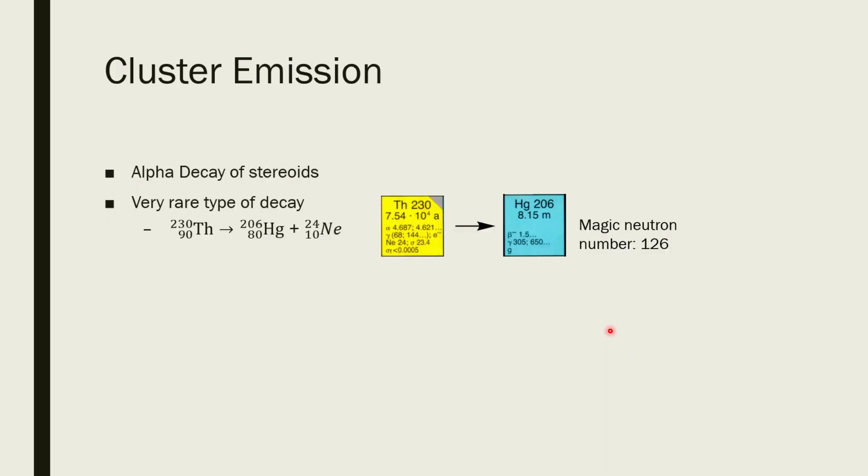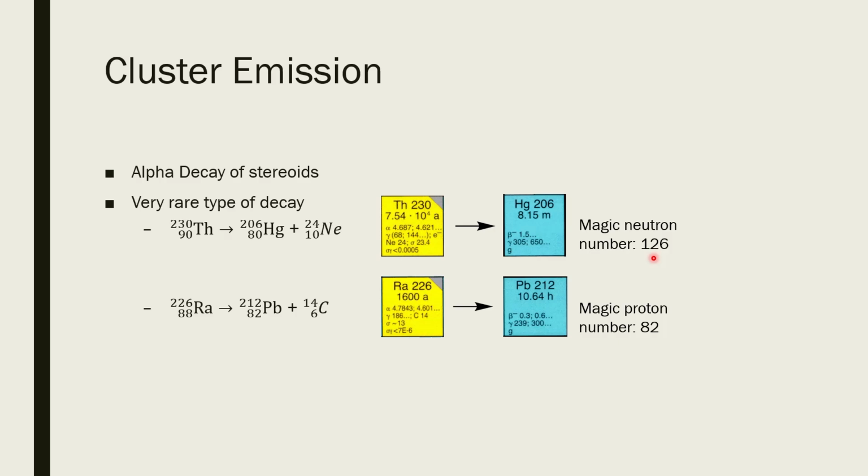Talking about other decay modes, we also have the cluster emission. It's basically the alpha decay, but on steroids. It's a very rare type of decay, and for example, thorium-230 can emit a neon-24 nucleus decaying into mercury-206, which has a magic neutron number of 126. And there are also other types of cluster emission. For example, radium-226 can emit a carbon-14 atom in order to decay into lead-212.